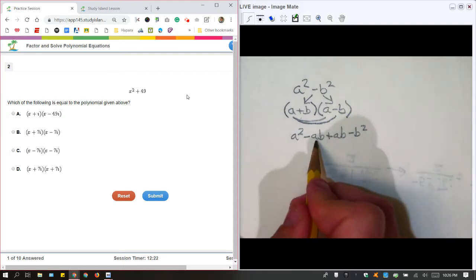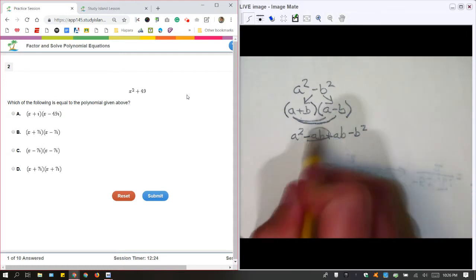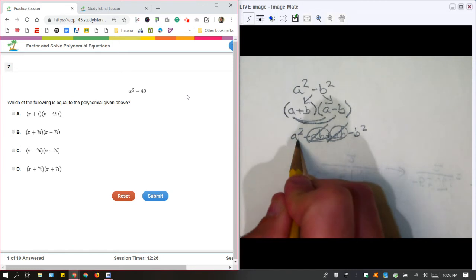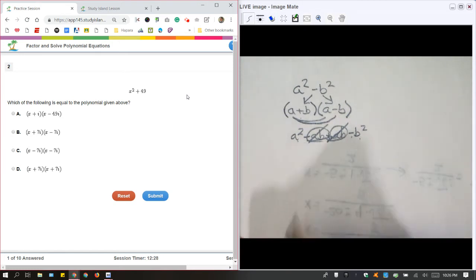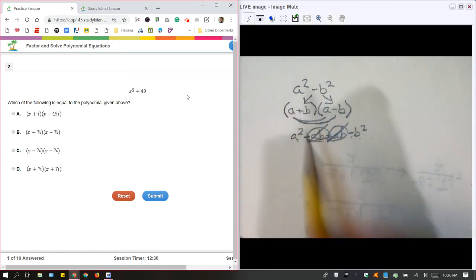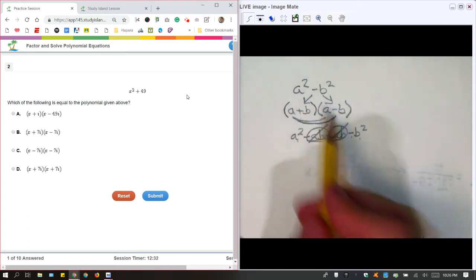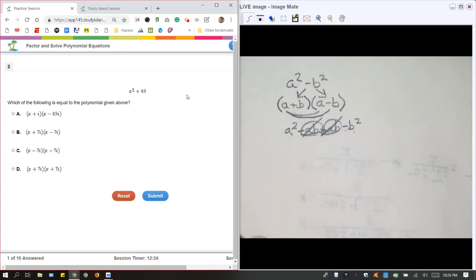And of course, negative ab and positive ab would cancel each other out. They would zero each other out, and you're left with a squared minus b squared. So you have to remember that rule, a squared minus b squared. The difference of two squares in that pattern is used all the time when we're factoring polynomials.